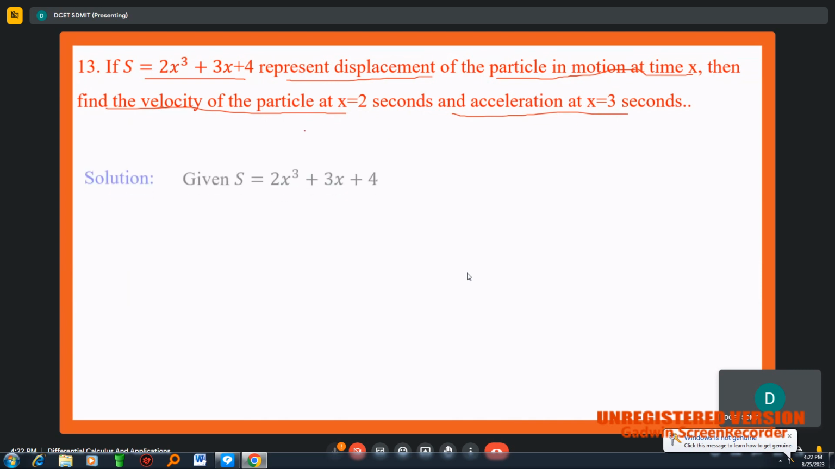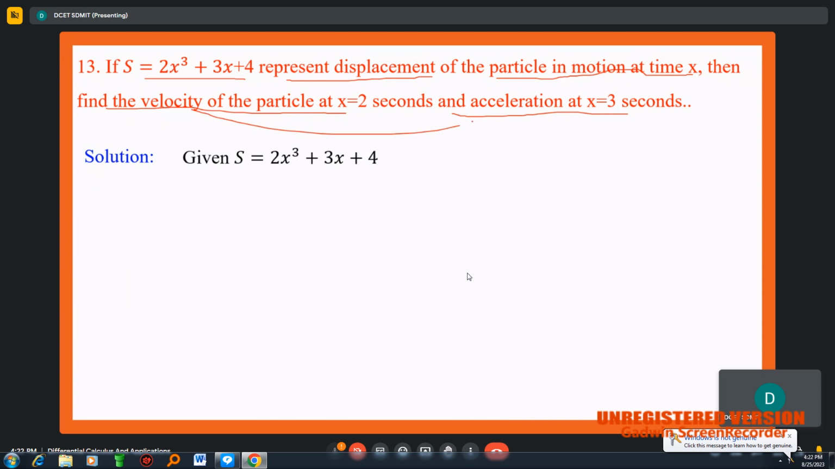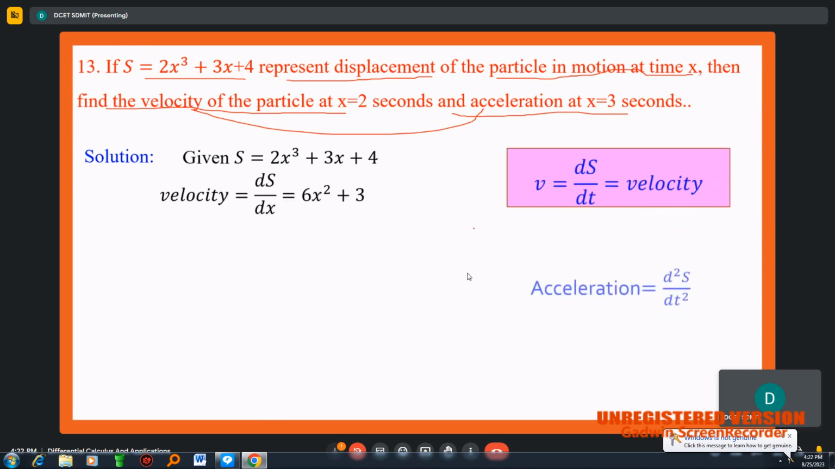Already I told you that the differentiation of velocity is nothing but acceleration, and the differentiation of distance is nothing but velocity. That means velocity v = ds/dt. The differentiation of ds/dt is d^2s/dt^2, which is the acceleration.